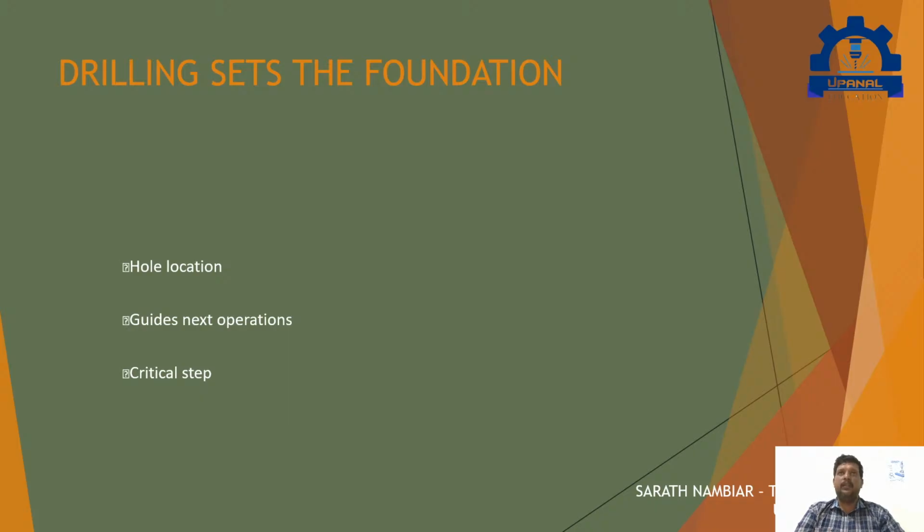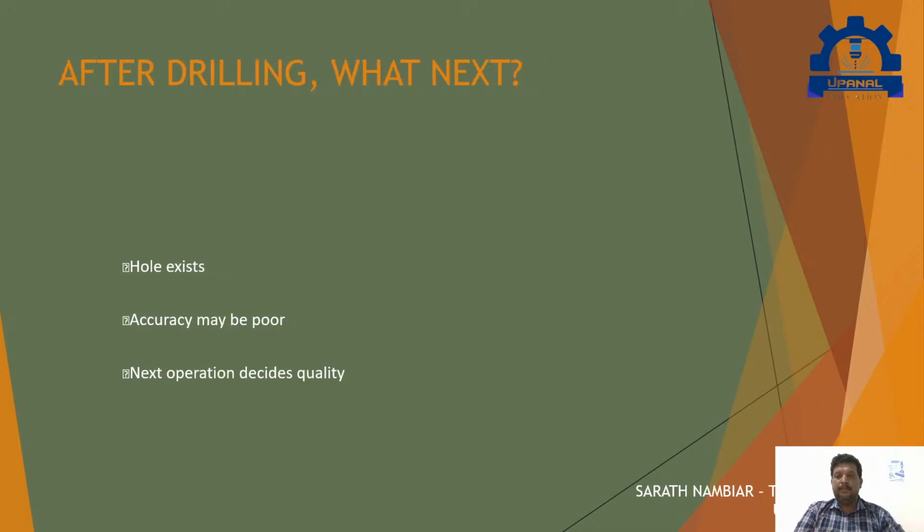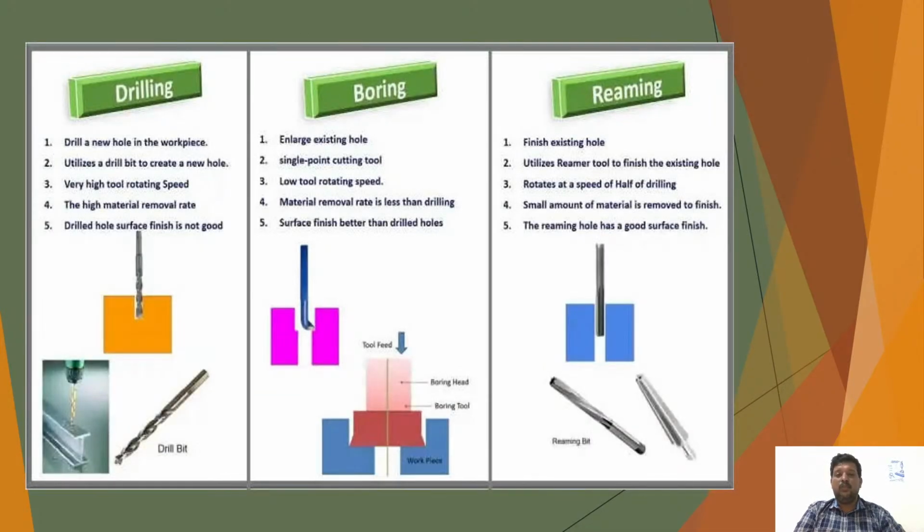Okay, we have drilled. From this drill we will do some other operations. For example, if we want to make an exact size hole, we go for other operations after drilling. So what are the other operations? We have drilling, we have boring, we have reaming. What is drilling? I told you drilling is putting a new hole in the workpiece.